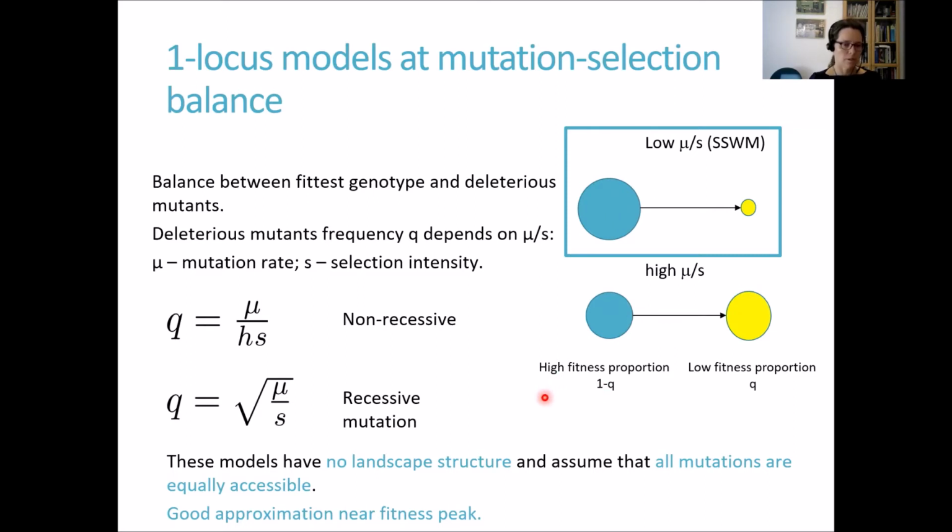The major thing that is lacking in these models is that they do not have any landscape structure. They actually assume that all mutations are equally accessible, and in particular that includes the fittest genotype here. And as you could have guessed from the previous graph, even with the 16 different genotypes, this may not always be the case. So these models serve as a good approximation as long as we are near the maximum fitness of the landscape, or near a fitness peak.